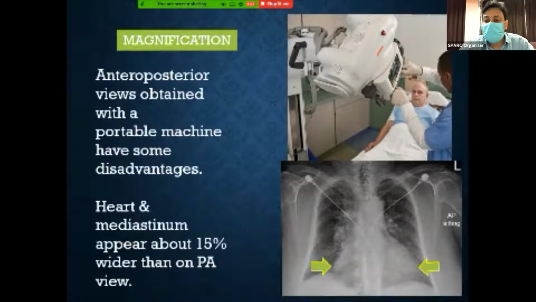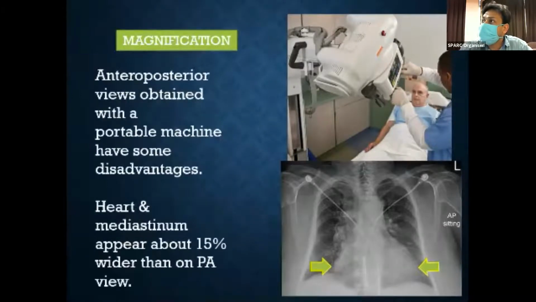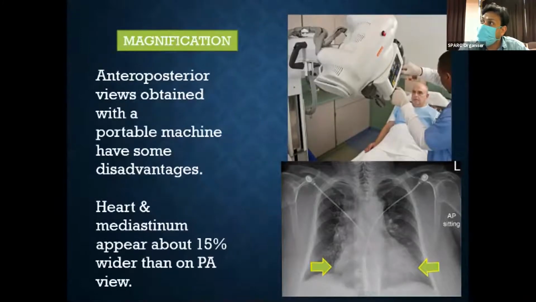And this thing about magnification, as I already mentioned, that in ICU settings or in sick patients, generally anterior-posterior X-rays are obtained by a portable machine. And here there is a magnification of the heart and vessels. So the mediastinal structures appear about 15% wider or 50% magnified compared to the PA film. So this is important whenever we are commenting on cardiomegaly on an AP film.